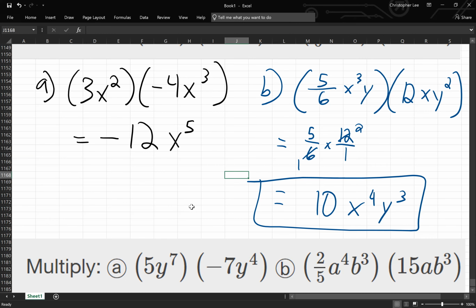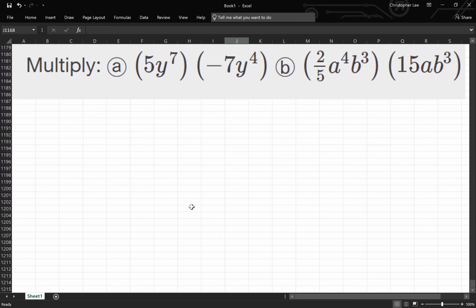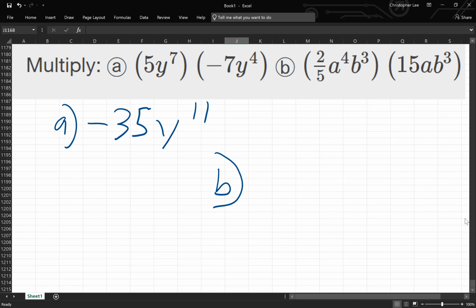All right, let's take a look. So remember, numbers with numbers, variables with variables, right? 5 times -7 is what? -35. Y to the 11, good. And what about B? Six A to the 5th, what? B to the 6.